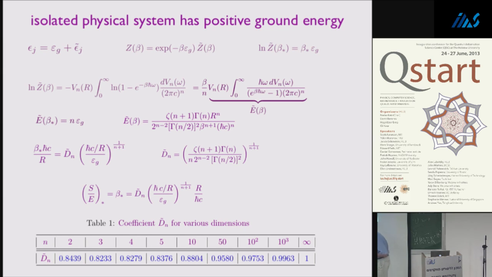It's a little under unity, so this is a little bit under unity. What about this ratio here, hc over r divided by the ground energy? For the example of the sphere with electromagnetic field inside, this was about 20 in the actual calculation. So let's take 20. We have to take a fourth root because this was in 3 dimensions. So this number comes out to be 1.77. Okay, so the entropy over energy, the maximum, is 1.77 R over H bar C.